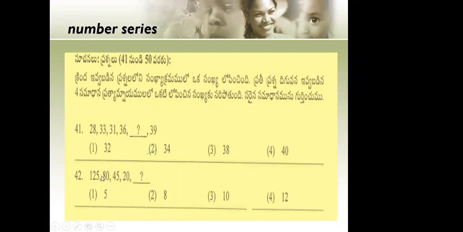25. Just observe it. The difference between these two is 45. The difference between these two is 35. The difference between these two is 25. So what will the next one be? 15 will come, meaning 20 minus 15. 5 is the answer. Clear? 45, 35, 25, 15. So 5 will be the answer. Clear? In this manner, you can answer the questions from the number series.